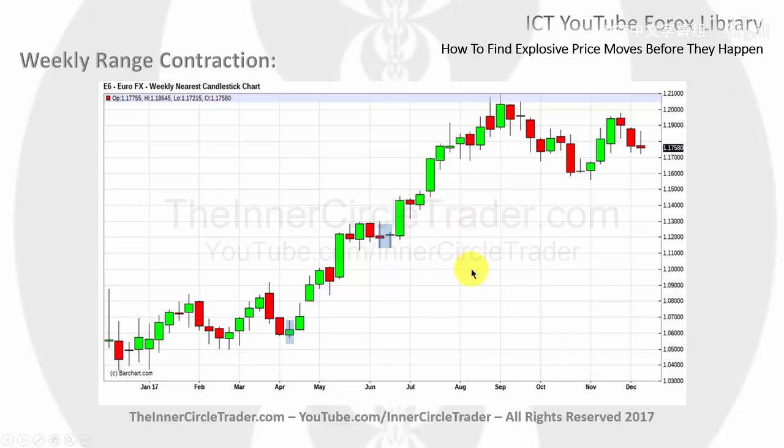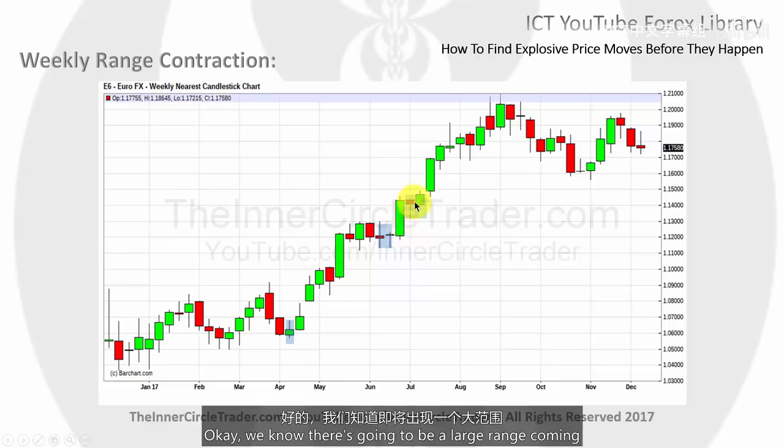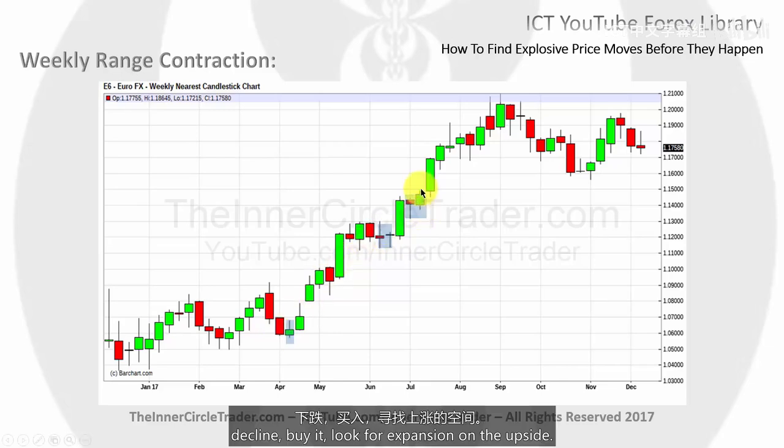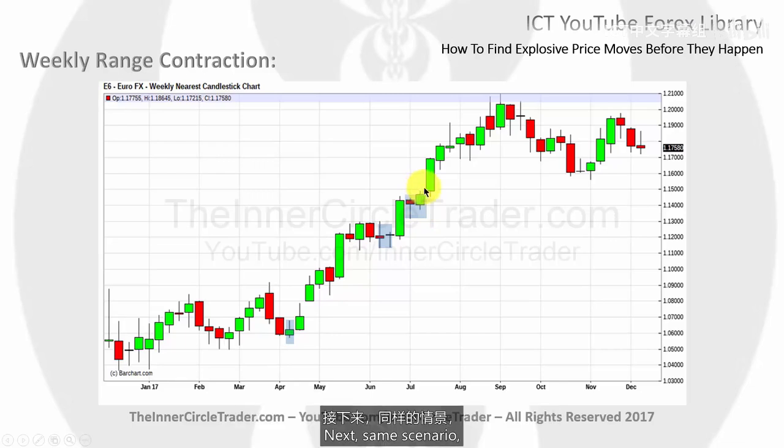Similar scenario here, where we can see again, small bodies form after that large one. We know there's going to be a large range coming. So we want to be focusing on what? What's the trend? It's been bullish. So we could be looking for open, decline, buy it, look for expansion on the upside. Next, same scenario, open, down movement, buy it, hold for the close.